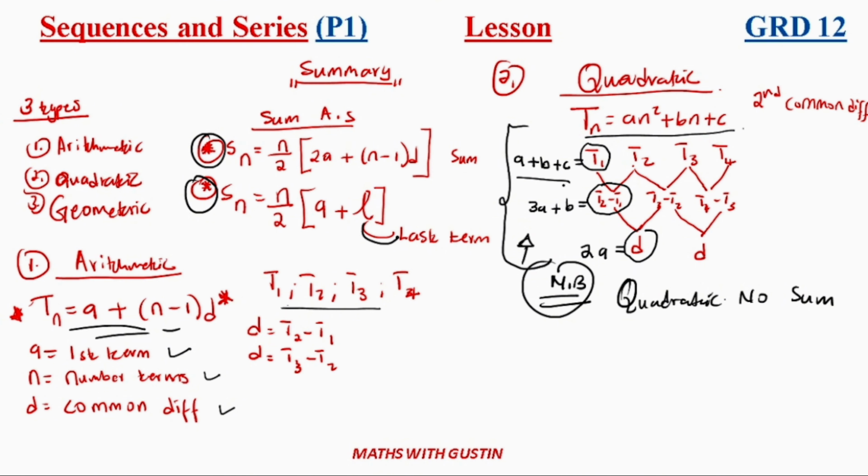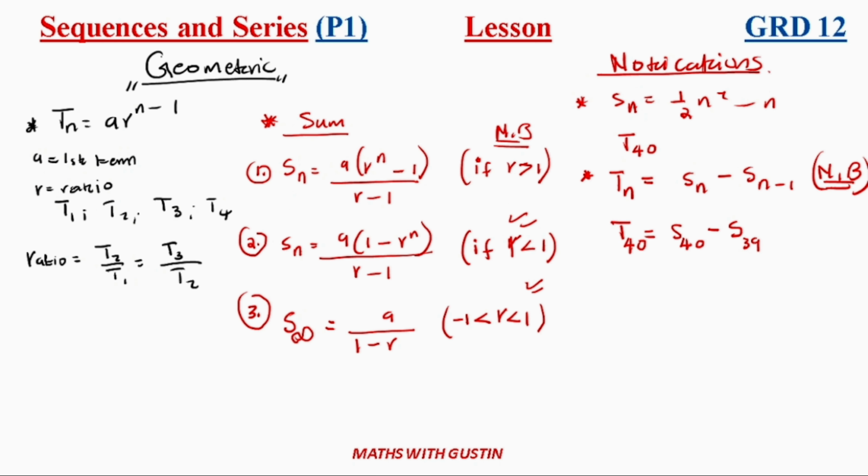And therefore I said also that the most critical things here, NB, are these parts here. A plus B plus C is equal to term 1, 3A plus B is equal to this term over here, and then we also have 2A is equal to the second common difference. You need to know that there is no sum when it comes to quadratic sequence, and you will see it because it has got what? A second common difference, right?